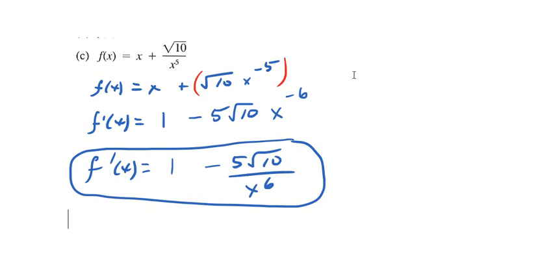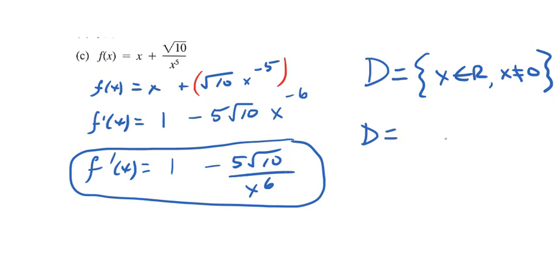So you just say the domain is, it depends on who you're talking to. You can say x is an element of the real numbers, but x cannot equal 0. That's one way of putting it. Or negative infinity to 0, in union with 0 to infinity. Do you remember this? Oh, come on. Never seen that before?